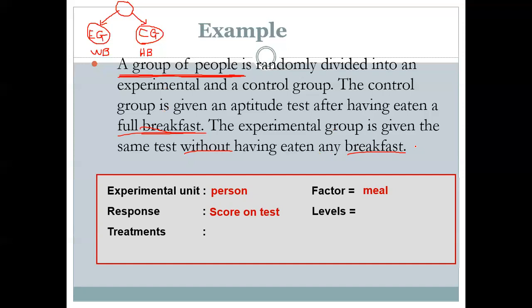And what is the response? The response is the variable that is being measured by the experiment. So we want to measure the test. So the response is the score on the test. What is the level? The level is related to the factor, isn't it? Because the level refers to the intensity of the factor. So the factor is the meal. What is the intensity of the meal in this question? It is breakfast and no breakfast. So the level is breakfast or no breakfast.